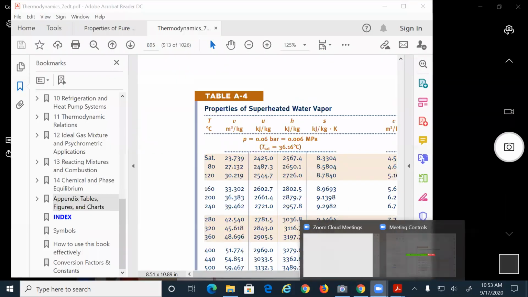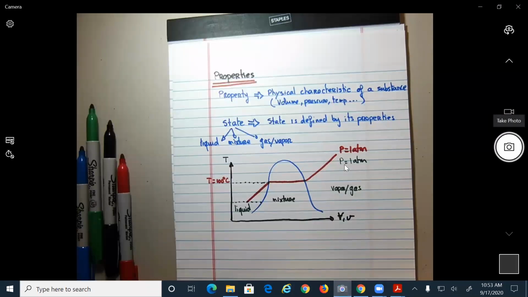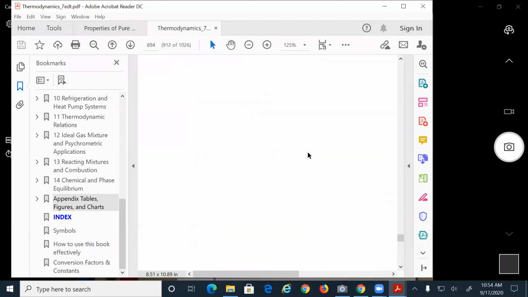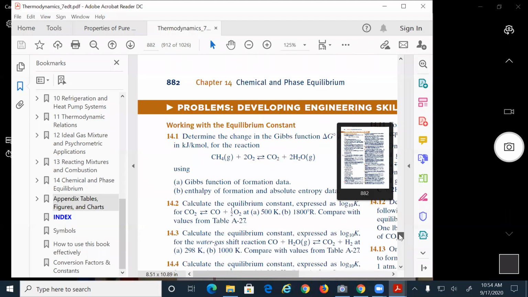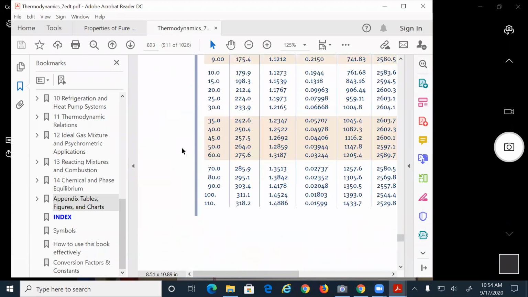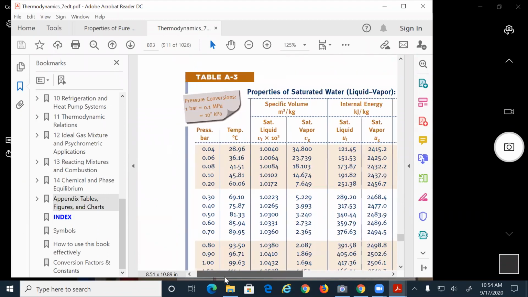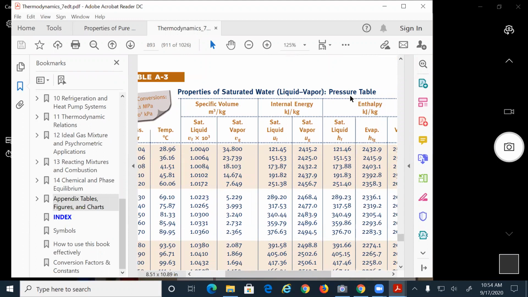This would be for this area over here. Sorry for that, but basically for that substance, they don't have tables for this region. They have tables for here, which is the superheated tables that we just looked at, and table A3 and A2, which are tables of liquid vapor, okay?